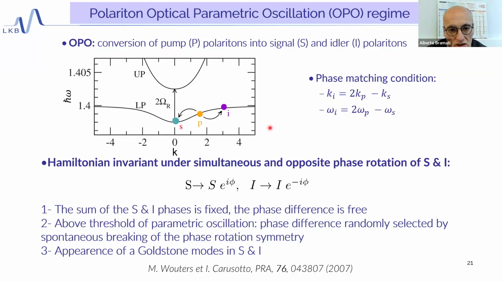So the Hamiltonian of the system is invariant under simultaneous and opposite phase rotation of the signal and the idler. We can see here. So this means that the sum of the phases of the signal and the idler is fixed, but the phase difference is free. When the threshold for the parametric oscillation is crossed, the system emits coherent beams with a well-defined phase.